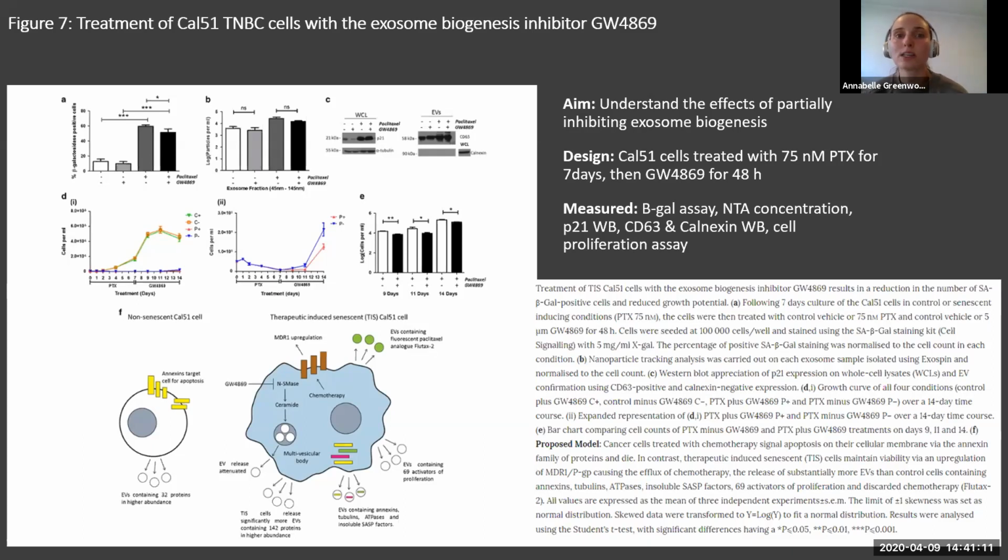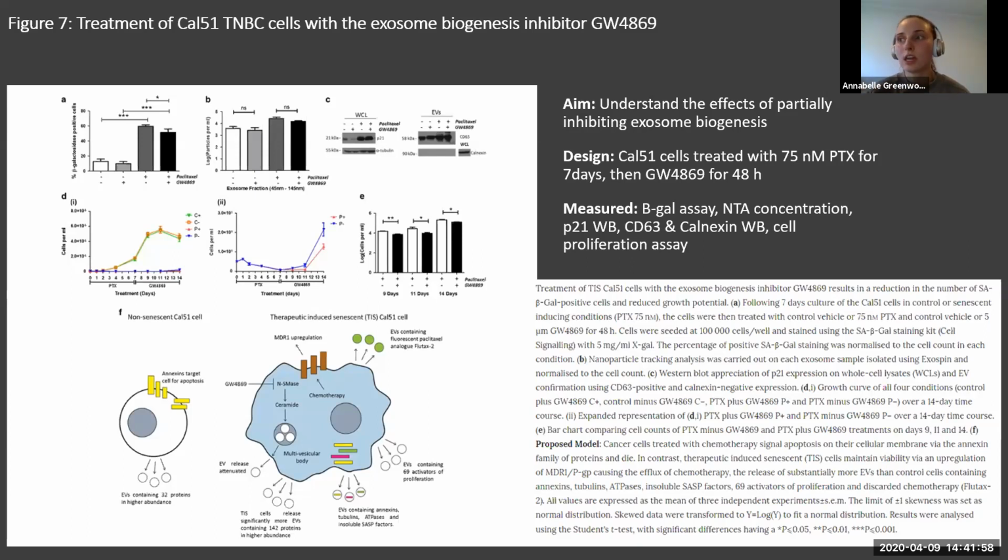And then in C, we've got the Western blot of P21 and the whole cell lysate. They then use alpha tubulin as their loading control for the whole cell lysate, which I thought was interesting. And then they've also got the EV Western blot here of CD63 and calnexin. And D and E, we've got the proliferation assay. So they did a really simple trypan blue cell count, and the cells treated with the PTX are not proliferating nearly as much, which is expected.